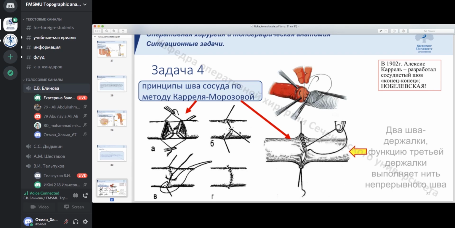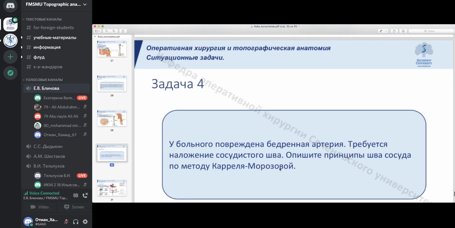After that, the assistant pulls this filament and the vessel is transformed into a triangle. Next the surgeon takes a long filament and makes a continuous stitch on one side of the triangle, the second side and the third side. This is the Carrel method. In this picture, you can see the Morozova method. Morozova firstly makes two interrupted sutures and connects the proximal and distal ends of the vessel, and after that makes continuous suturing. But after every suture, she pulls the filament, and also the vessel is transformed into a triangle. Do you understand?